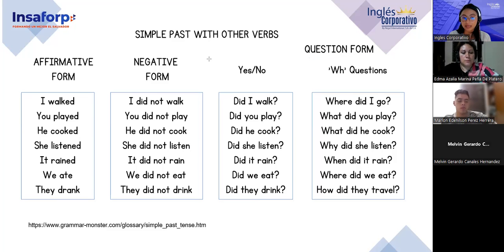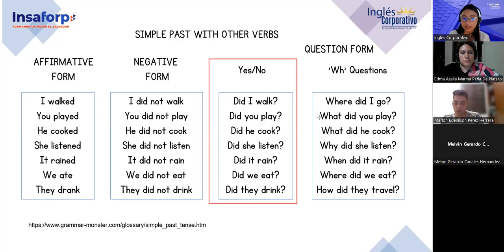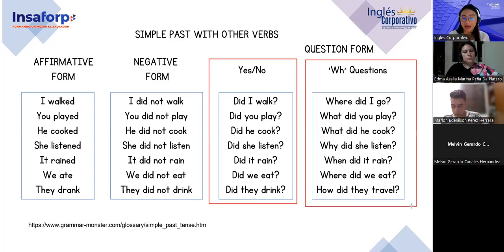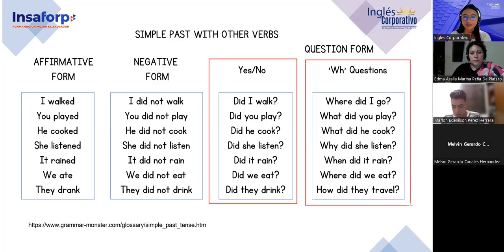And as you may see, aquí divido otra vez. Questions. Las preguntas las divido en dos. The yes, no questions and the WH questions. Did I walk? Yes. Did you play soccer tonight or yesterday's night? Yes, I did. Did he cook for Mother's Day? No, he didn't. Did she listen to music today? No, she didn't. Did it rain? Yes, it did. Yes, no questions.